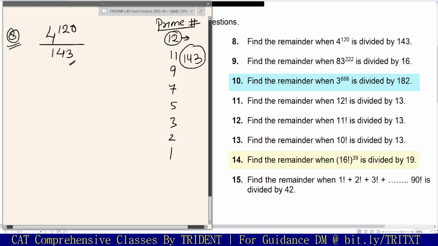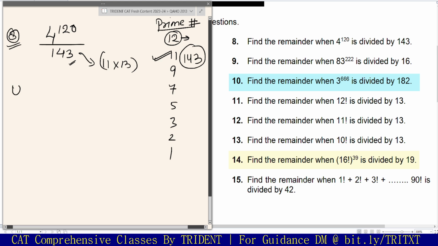So 11, if you see, 11 actually goes. The first number that I checked, it goes. Okay, so this is a googly. I thought 143 would have been a prime, but that's not a problem. So what is the prime factorization of this? This is 11 into 13. Okay, so we will have to modify the idea of the totient.